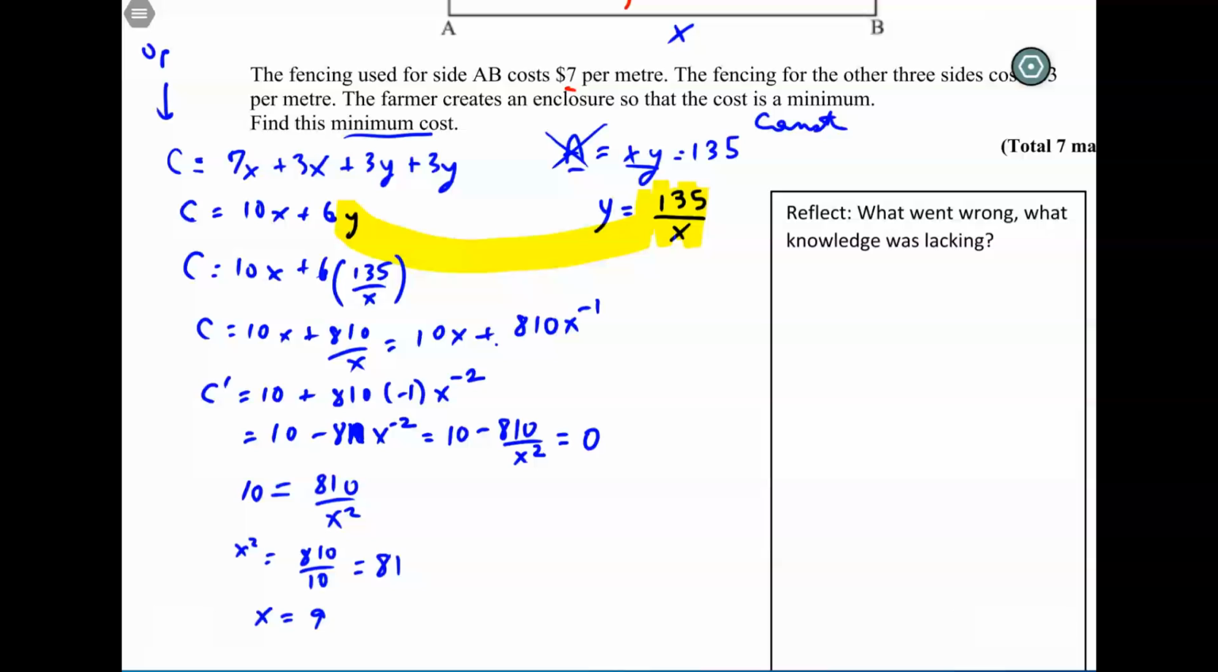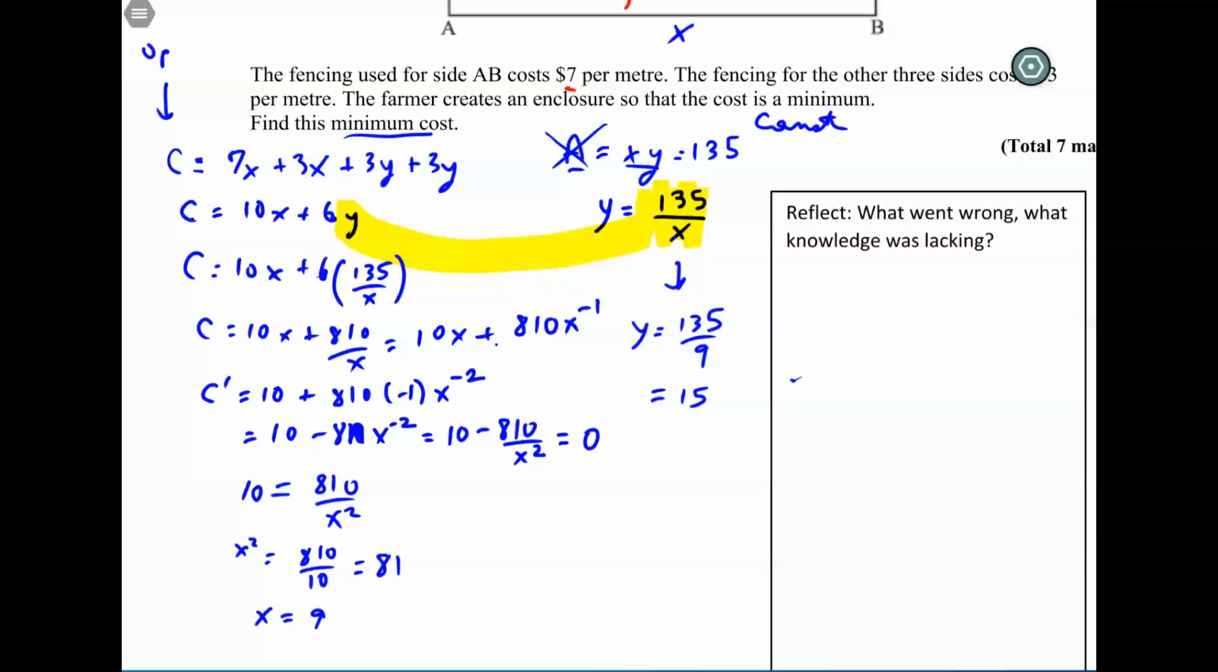Okay, if we know that x equals 9, then we know that y equals 135 divided by 9. And we don't have a calculator, but if we did long division, we would find out that that's equal to 15. Okay? Yeah, 15. All right, now we have x and we have y.